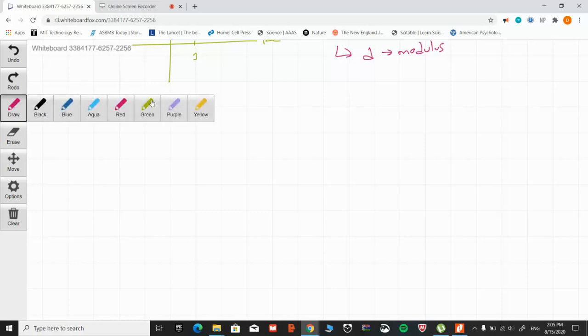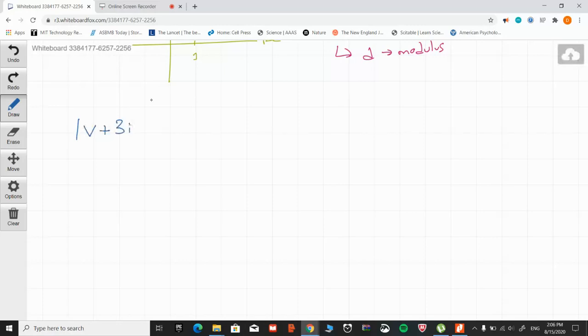Let's look into another example. This time, I'm going to play around with the format a bit. Let's say I have a complex number v, and then I'm going to put a positive 3i, and then I'm going to say the modulus of all this is 1. Now, at first sight, this might seem a bit new to you because we don't have a minus here. But remember, the format for thinking in terms of distance has to involve the modulus of z1 minus z2. So let's do that here.